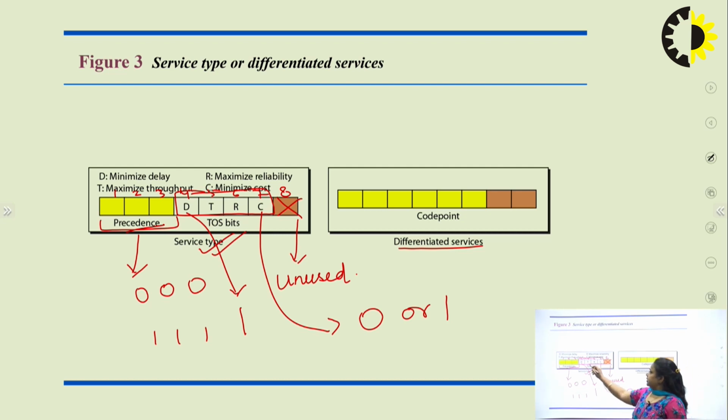Then after that, if the second bit is 1, it means we are talking about T. So in this case, whatever data we are sending generates the maximum throughput, right? Then if the next bit, R, is 1, it means we are talking about reliability. We are getting the maximum reliability onto the network. And finally, if the last bit is 1, cost, it means we are using the minimum cost to transmit the data from source to destination.